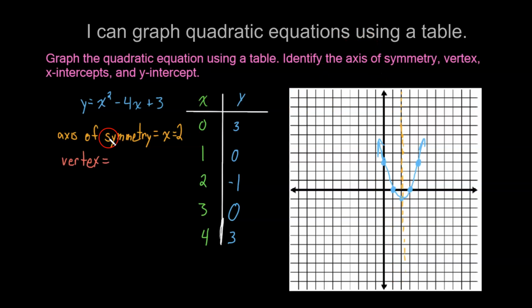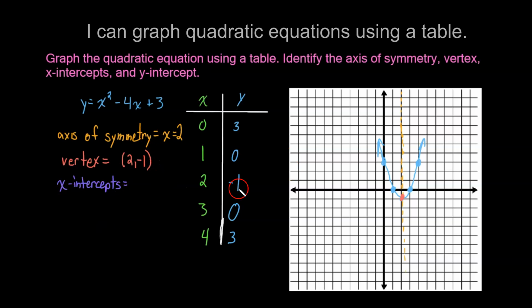Now it is asking for the vertex. The vertex is the tip of the parabola. So we'd say right here is the vertex. It is the point where the parabola meets that axis of symmetry, and the vertex is a point itself. So this point right here would have an x value of 2 and a y value of -1. So our vertex is going to be the point (2, -1).